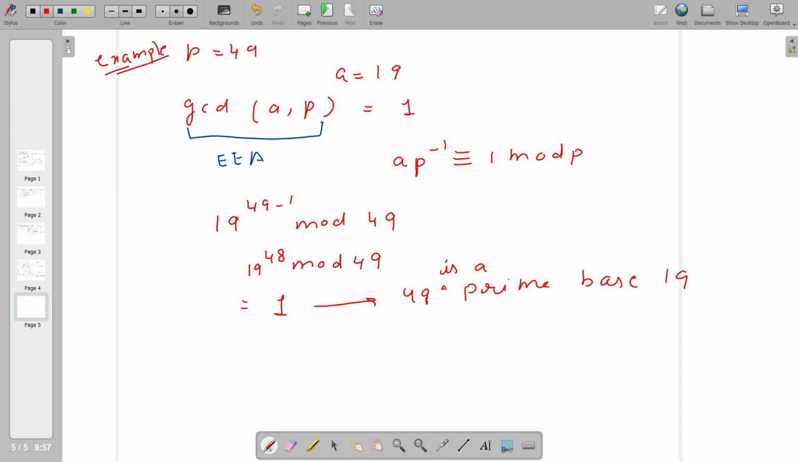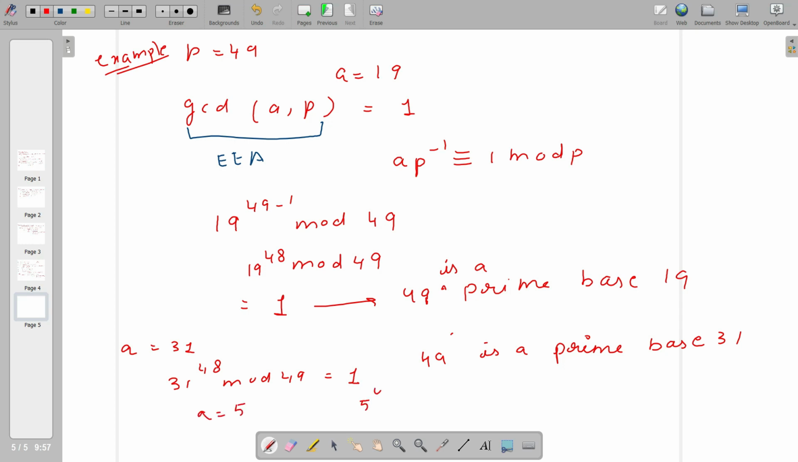Same example, now let's say we select A equal to 31. Then A to the power P minus 1, 31 to the power 48 mod 49, again comes out to be 1. So it says that 49 is a prime base 31 also. Then let's say for another A equal to 5, 5 to the power 48 mod 49 is not equal to 1. So now it says that it is not prime.